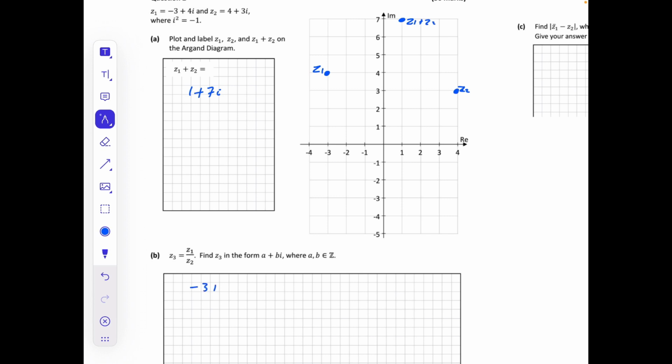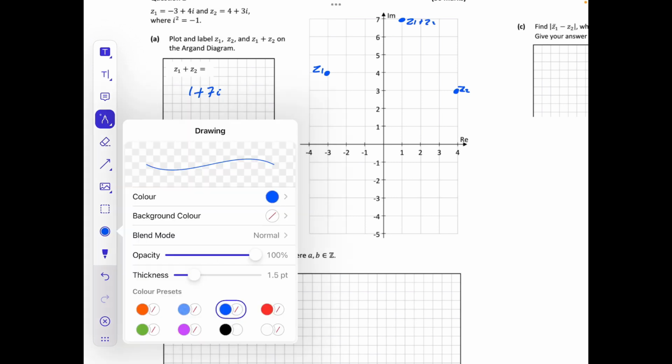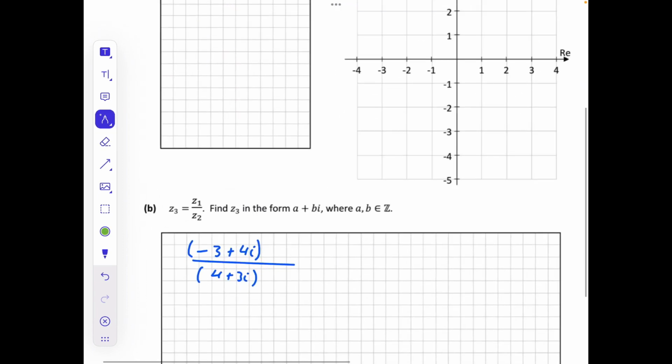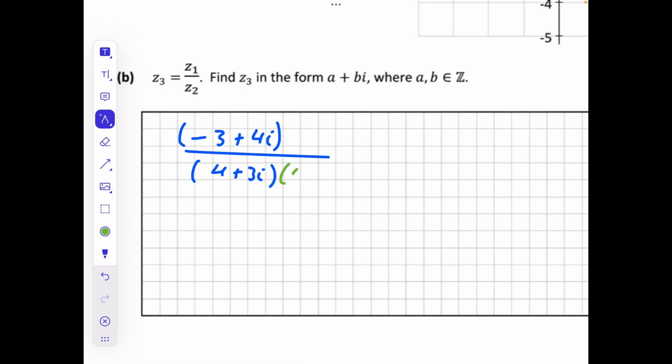So we want to do Z1 divided by Z2. So it'll be minus 3 plus 4i divided by 4 plus 3i. Now, we know for division, what we need to do is multiply top and bottom by the conjugate of the bottom. So all we're going to do here is change the sign of the bottom, pop that there, and pop it on top as well.